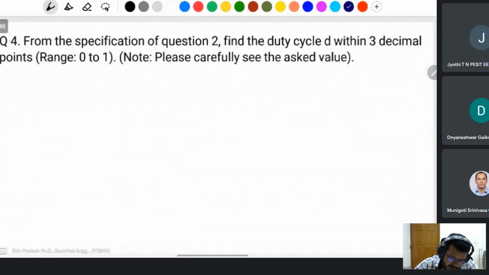Next question is given upon the same question. Find the duty cycle of T within 3 decimals. I think this is already calculated, 0.401.